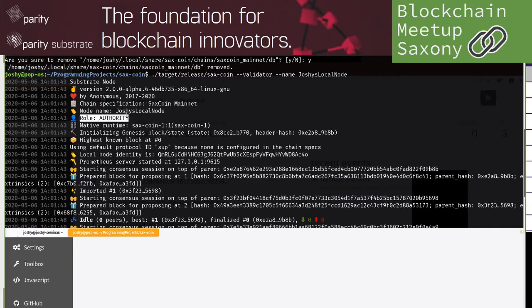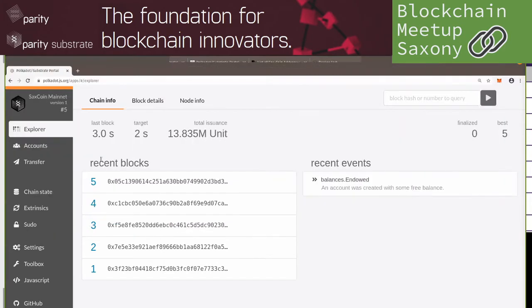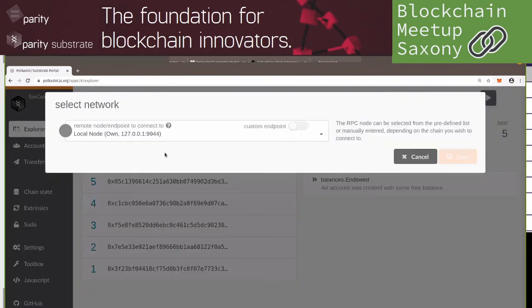This means I'm a minor. And then we start to see all those normal messages that I showed before. So, okay, we're up and running again, and I'm on my local node. Okay, that all looks good and normal. Cool.